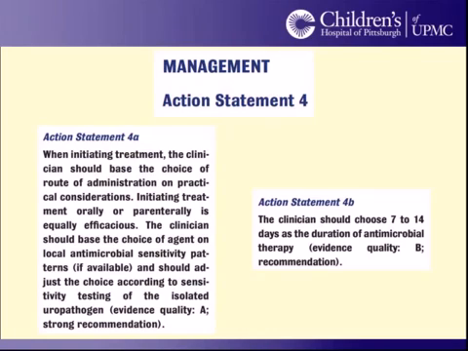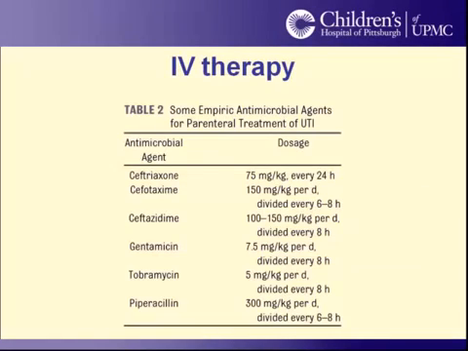And clinicians should base your initial choice of agent on local sensitivity patterns if available, and then once the final identification of the pathogen is obtained, should adjust your antibiotic coverage. And as you can see in the next action statement highlighted on the right here, 7 to 14 days of therapy as duration for these infections is quite common. And this does address the fact that upper tract disease is a bit more common in children. When we think about IV therapy in children, you can see here a number of options.